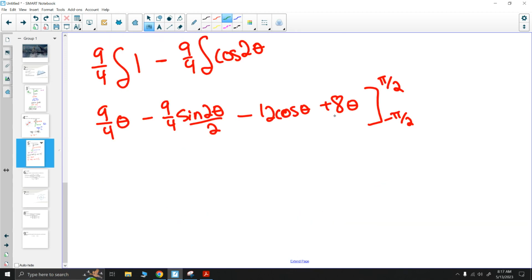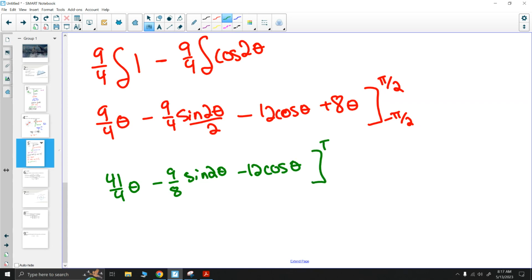Now, I know that this and this can actually go together, so we might as well do that here. This would be 32 over 4 plus 9 over 4, which is 41 over 4 theta, minus 9/4. I might as well simplify that a little bit too. This will be 9/8 sine 2 theta minus 12 cosine theta, and again we're taking it from pi halves to negative pi halves.